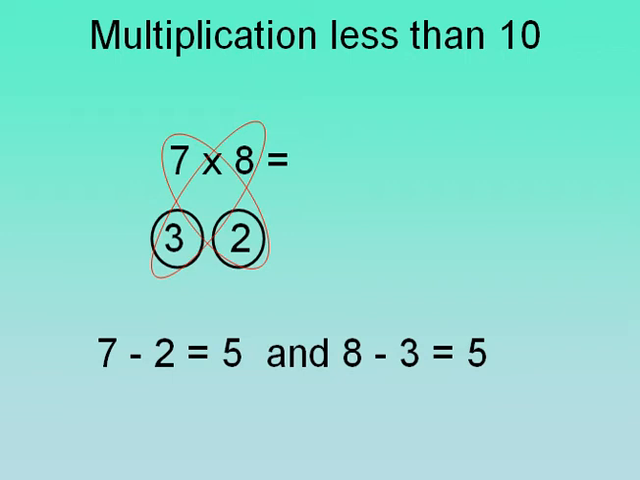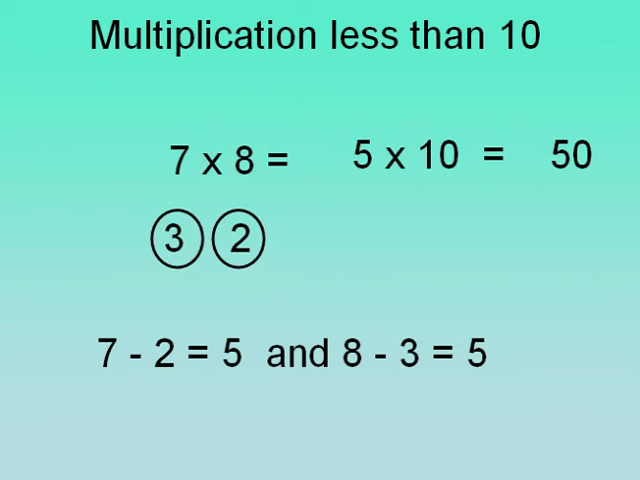What we want to do now is use that 5 and we multiply that 5 by 10. That gives us 50. Now what we do is we are going to multiply the numbers in the circles, which is 3 by 2, which gives us 6. We add those numbers together and gives us 56.